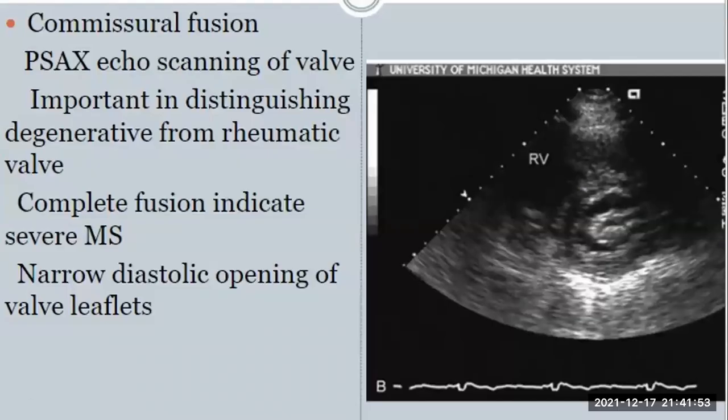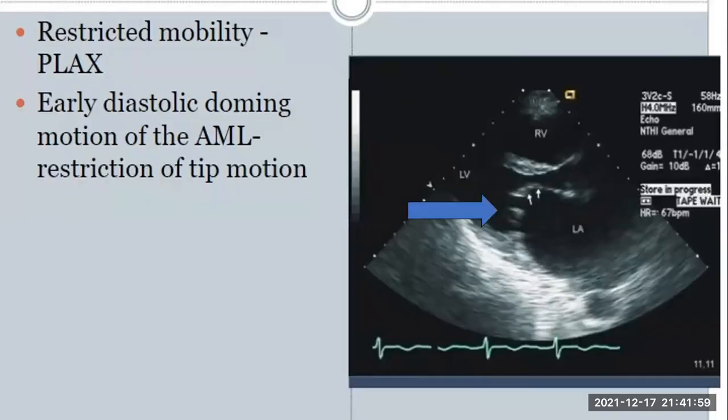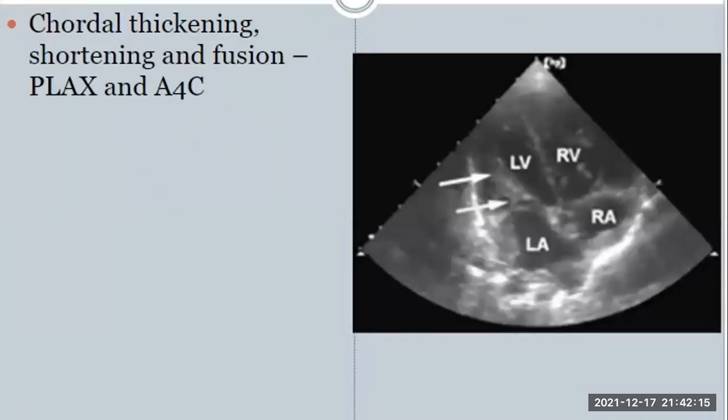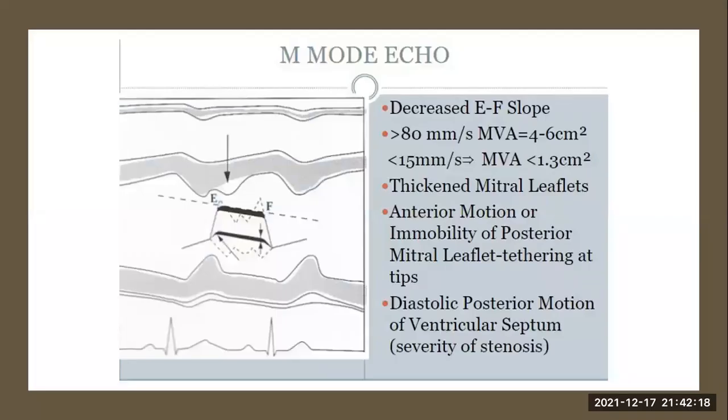So as we said, in rheumatic mitral valve disease, we can find the fusion, the early diastolic doming motion of the anterior mitral leaflet, which is the hockey stick appearance, and the calcification, the chordae shortening and fusion. And on M mode, you can find an anterior motion or immobility of the posterior mitral leaflet. You can see it here, okay.